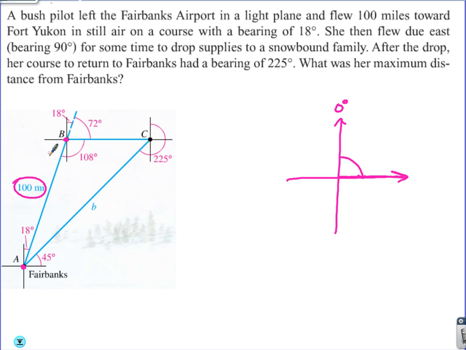After the drop, her course returns to Fairbanks. Fairbanks had a bearing of 225. And what they've done, they put these XY axes here so you can see the different bearings. So a bearing of 225, here's 0, 225 is how she's traveling back to Fairbanks. So there's your picture of what's going on. Well, we need to know what her distance from Fairbanks is, is what we're looking for here.